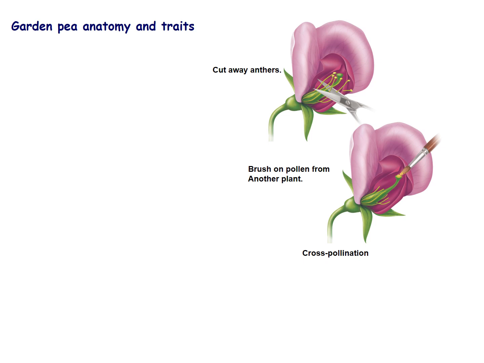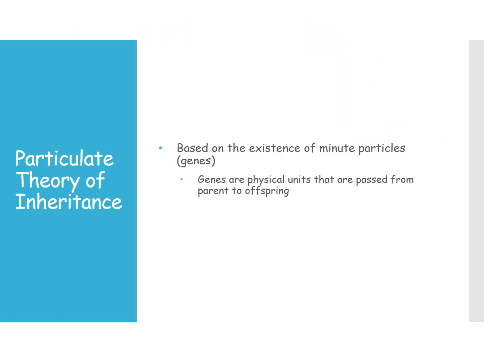Pea plants can be allowed to self-fertilize by putting a bag over the plant, or 2 plants can be crossed by cutting away the anthers on one plant and then using a paintbrush to brush pollen from another. Mendel's theory of particulate inheritance is based on the existence of minute particles. We now know these minute particles to be called genes. These genes are physical units that are passed from parent to offspring.